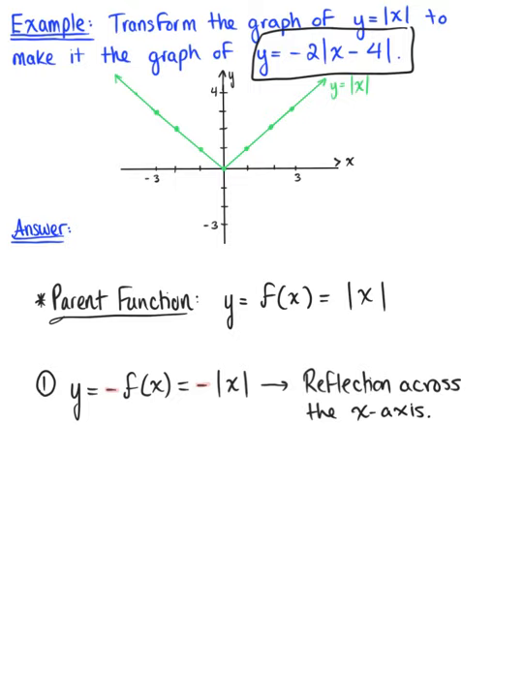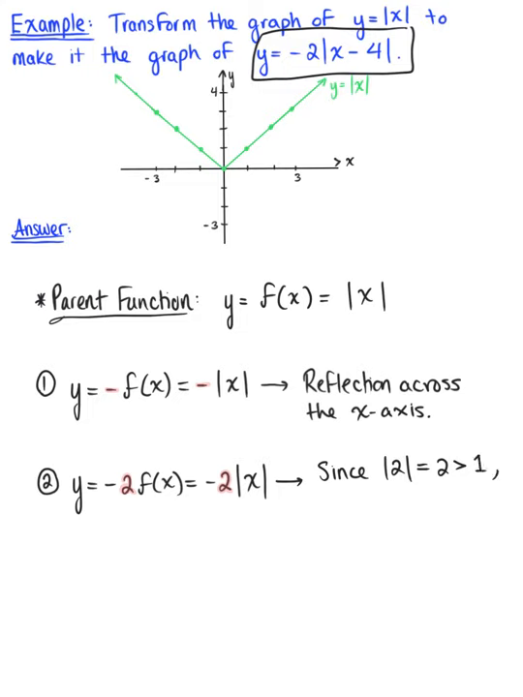Again, reading the transformations from left to right, the next thing that we're observing is that we have y is equal to minus 2 times the original function. Or we can rewrite this as negative 2 times the absolute value of x. So we want to recall here that if you are multiplying your function by a constant that is greater than 1, this implies that we have a vertical stretch by a factor of 2. And let's even be more careful here. Let's say that since the absolute value of 2, which equals 2, is greater than 1, we know by definition that this implies the graph is being vertically stretched by a factor of 2.